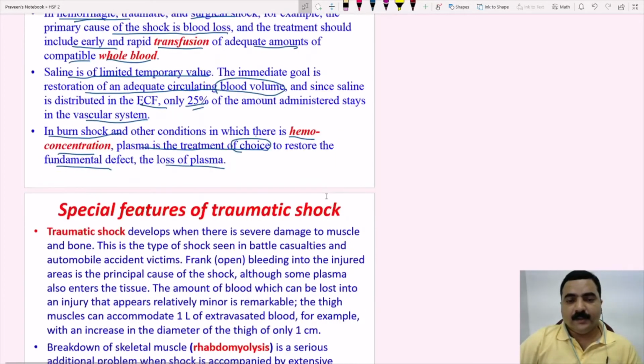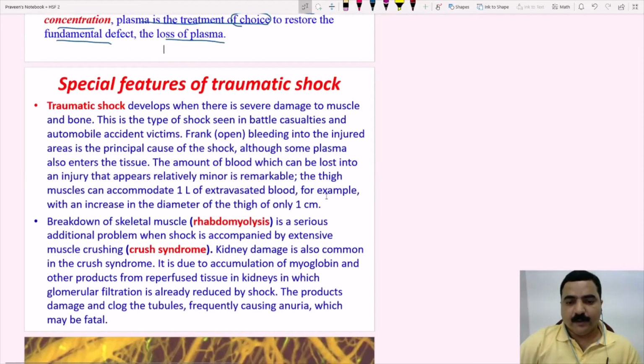Okay, so let's see the special features of traumatic shock. It develops where there is damage to the muscle and bone. In some conditions, like a road traffic accident, there will be damage to the muscle and bone. This type of shock is seen in battle casualties and automobile accidents. Also frank bleeding, open bleeding into the injured areas, is the principal cause of the shock.